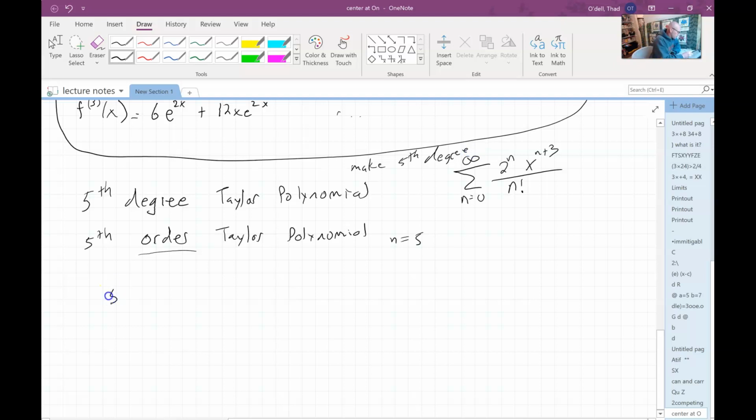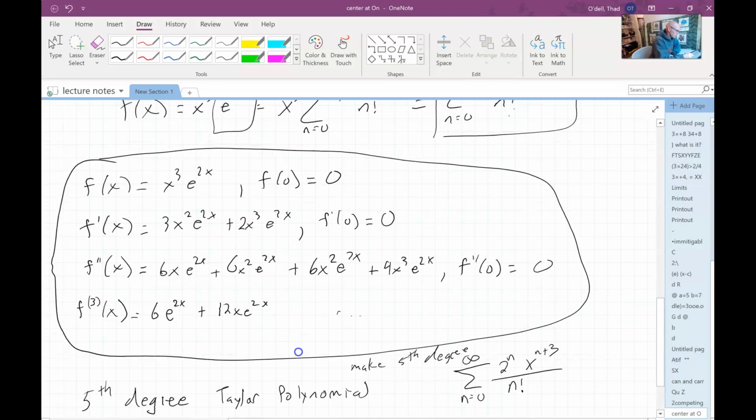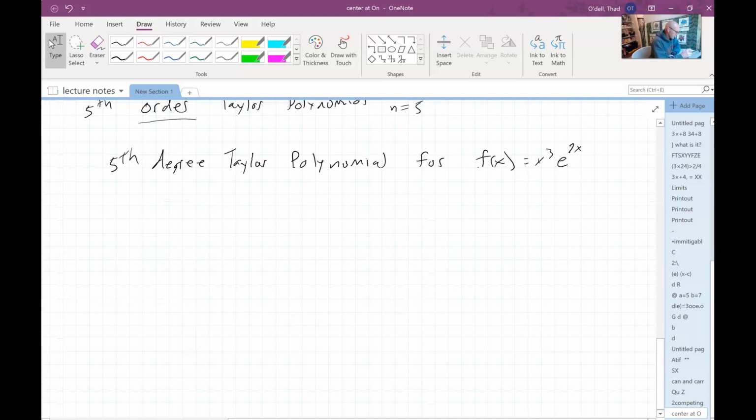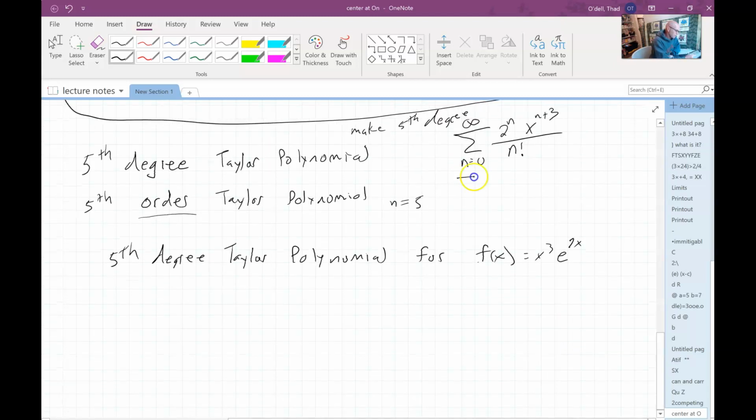So if I'm writing a fifth degree Taylor polynomial for f of x, what is that? x cubed e to the 2x. So we've already found the Taylor series version of this. That's what that original one was, right? Yeah. So we're going to grab that, but we're going off of this.